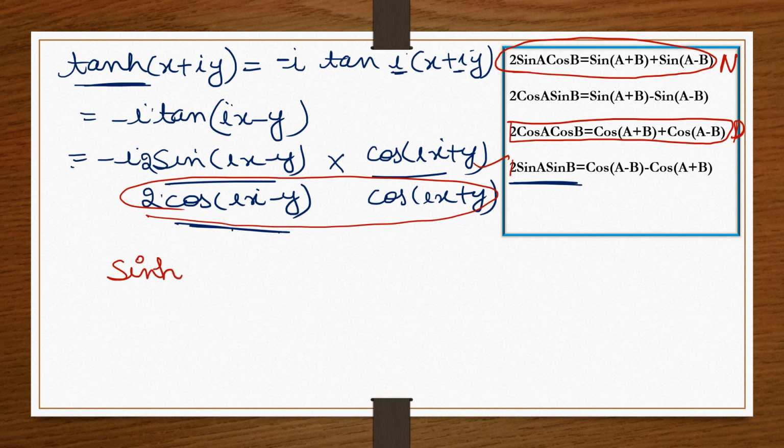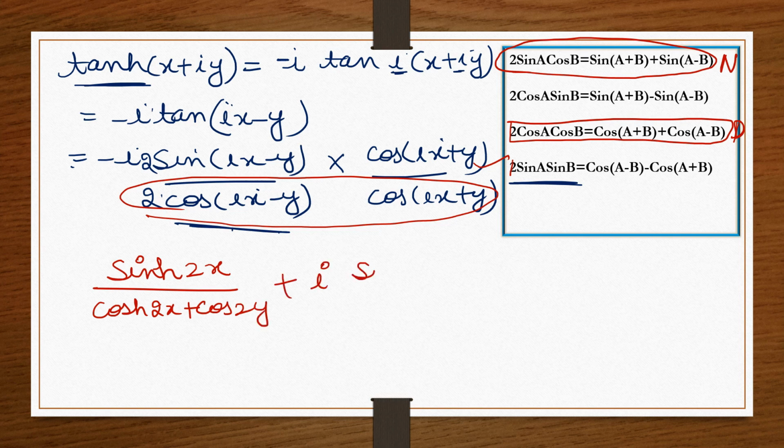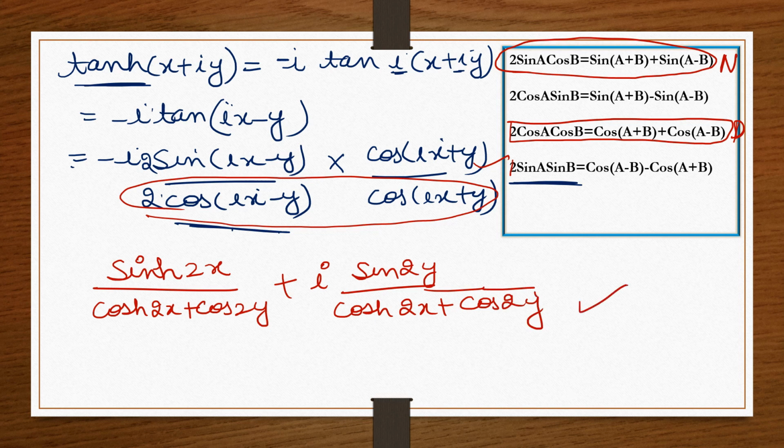sine hyperbolic 2x over cos hyperbolic 2x plus cos 2y, plus iota sine 2y over the same thing, cos hyperbolic 2x plus cos 2y. Just try this, you'll get this after applying the formulas. Okay, so next is cosecant hyperbolic of x plus iota y. I hope now this is clear.